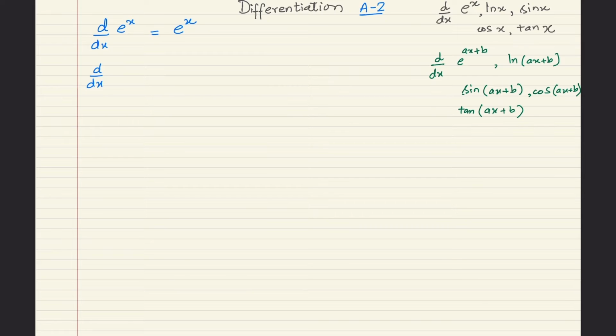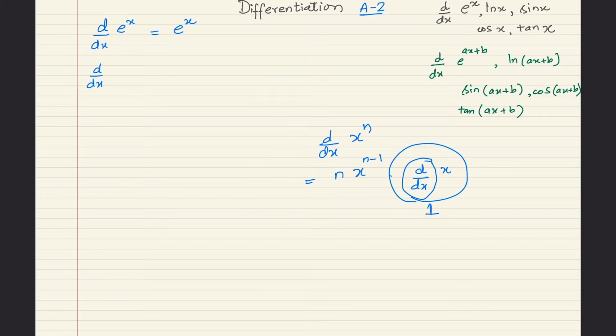Before this, in AS, we learned the basic formula, the power rule, x power n. We differentiate it like this: power first, then subtract 1 from the power, that is n minus 1, and then the derivative without power. The derivative of x with respect to x gives only 1, so we usually do not write it. The answer is n x power n minus 1.